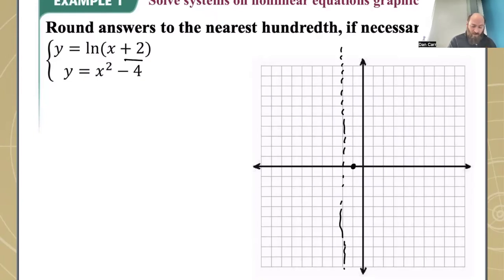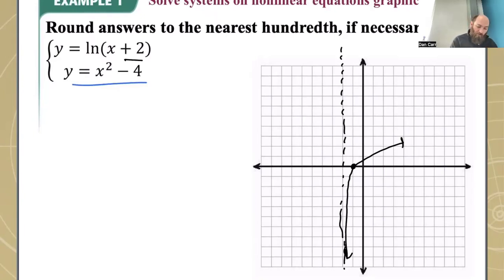If I need some more points, I can just plug in, but again, go to your graphing utilities to help with that. So it's going to look something like this. It's going to be a curve that goes here and crosses like that. Okay, so the next one is quadratic.